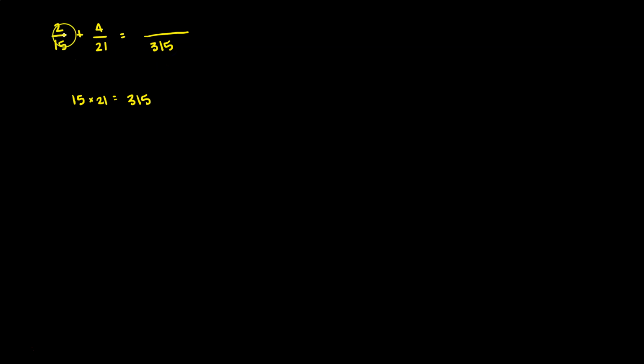Remember that I would need to multiply the first numerator by the second denominator. So that would be 2 times 21. And I would need to multiply the second numerator by the first denominator. That would be 4 times 15. That's just using the formula to do it. And if we clean up that numerator, 2 times 21 plus 4 times 15, that gives me 102 over 315.